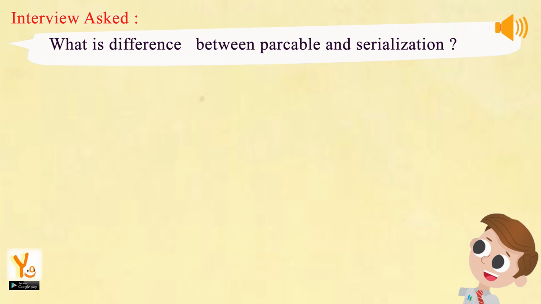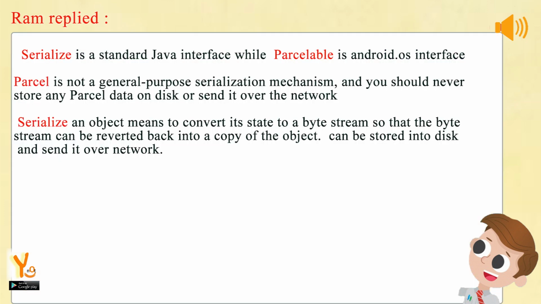What is the difference between Parcelable and Serializable? Serializable is a standard Java interface while Parcelable is an android.os interface. Parcel is not a general-purpose serialization mechanism, and you should never store any parcel data on disk or send it over the network. Serializing an object means to convert its state to a byte stream so that the byte stream can be reverted back into a copy of the object, can be stored on disk and sent over the network.